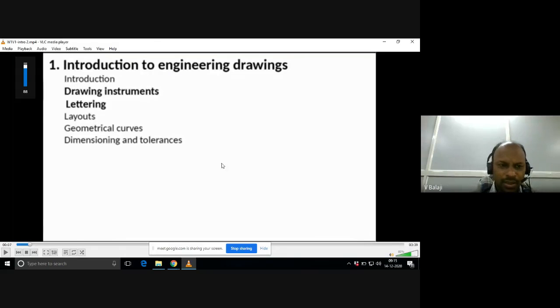So engineering drawing contains so many drawing instruments, drawing sheets, right? And we need to write with numericals and alphabets, right? So many lettering is there, and so many engineering curves are there, geometric curves, okay? And we need to put the dimensions, accurate dimensions, and tolerances, okay?